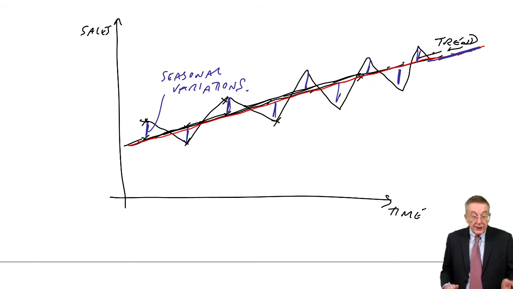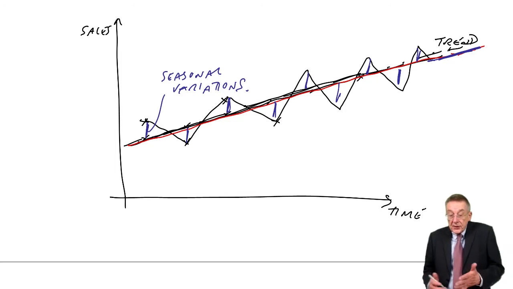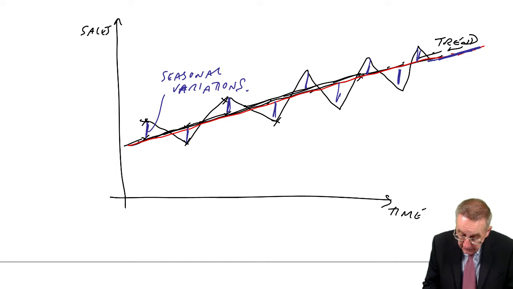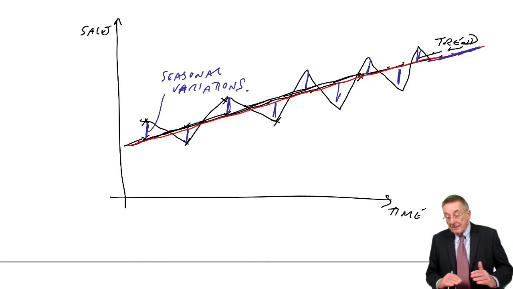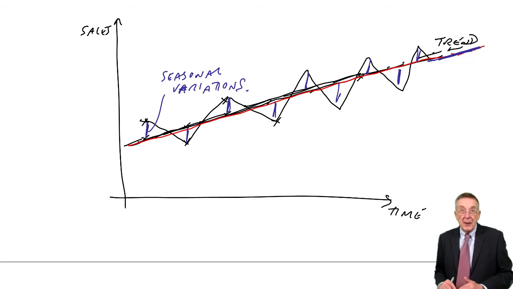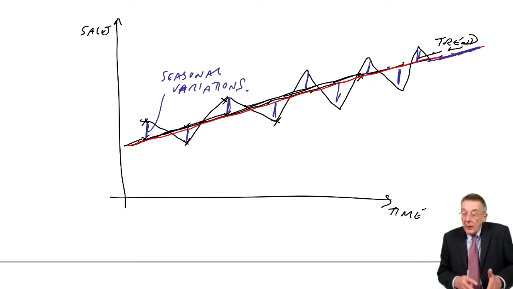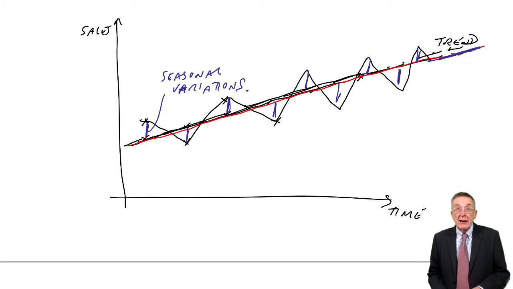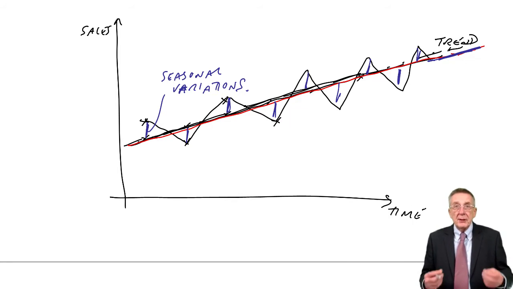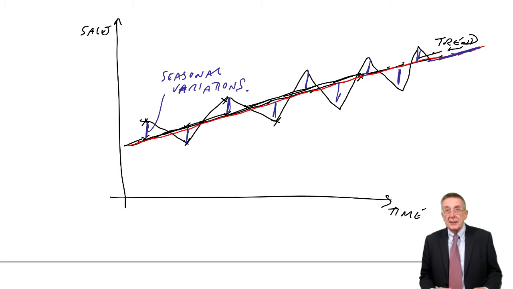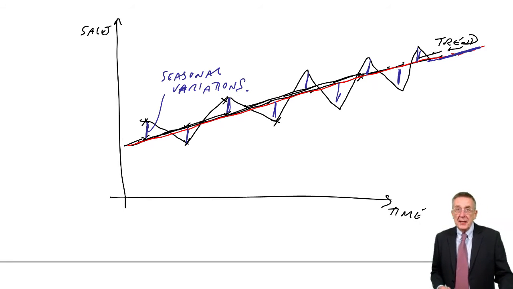The page does mention random or residual variations. Of course, nothing's going to be perfect. However smooth the underlying pattern may be, the trend, however we might be able to measure seasonal variations, things are always going to be a bit different, and we can't do anything about that. These random variations, we can't predict them.